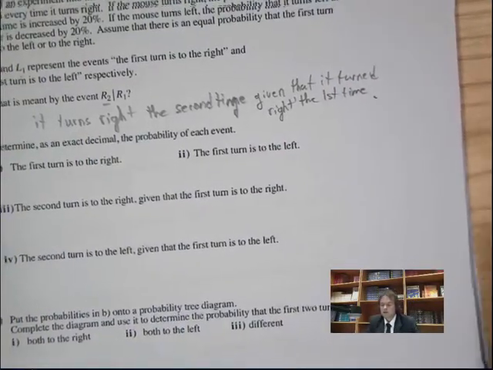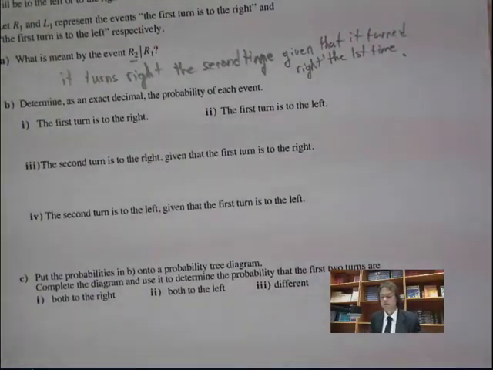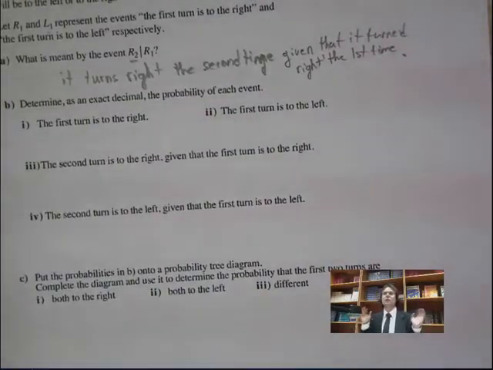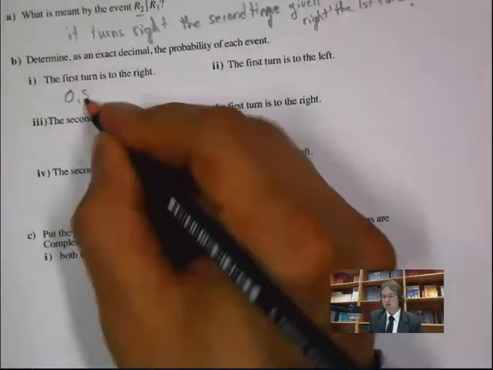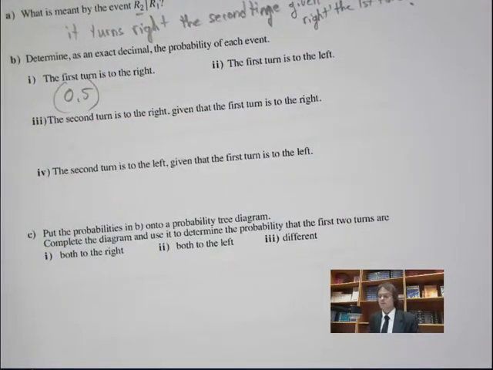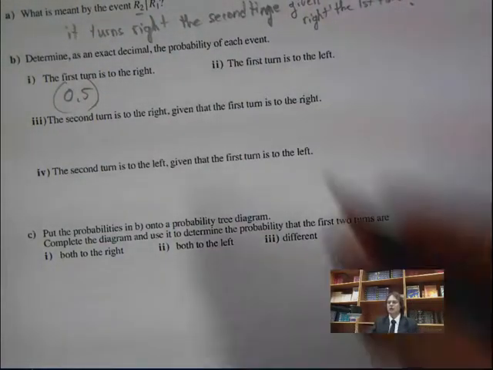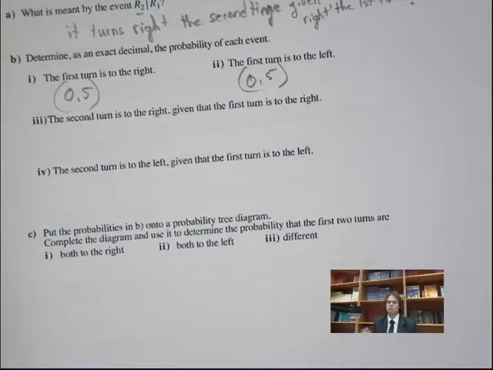All right? So determine the exact decimal probability of each event. So this one's saying the first turn is right. So it wants us to determine the probability that the first turn is right. Well, in the first turn, it can either go left or right. It doesn't know which turn it's going to get food for, so it is only 0.5. Okay? The first turn is to the left now. Well, same idea. It could either turn left or right. It's the complement of turning right, so that's 0.5. There is no previous knowledge.